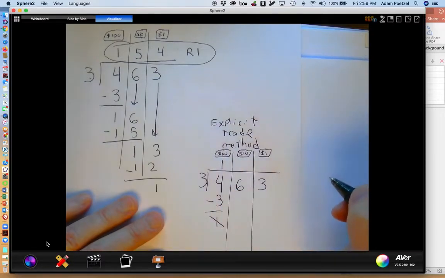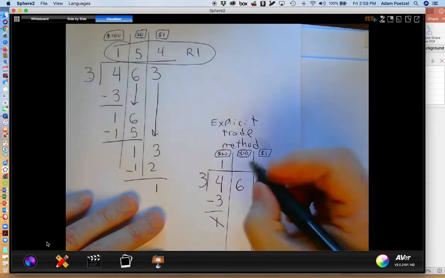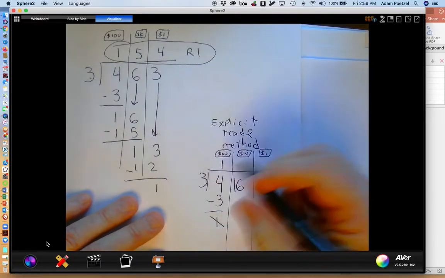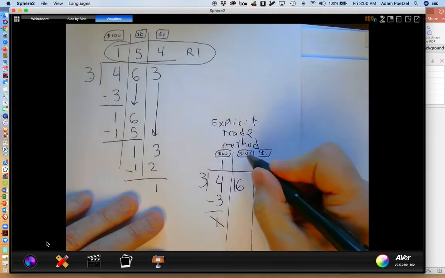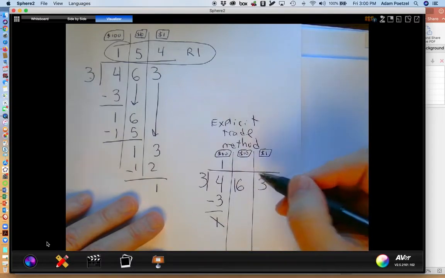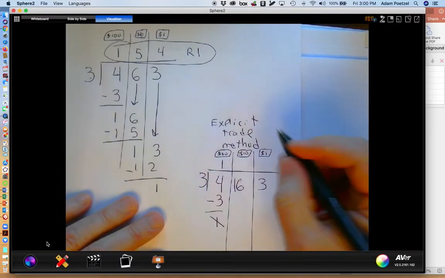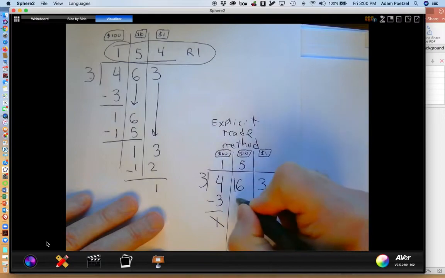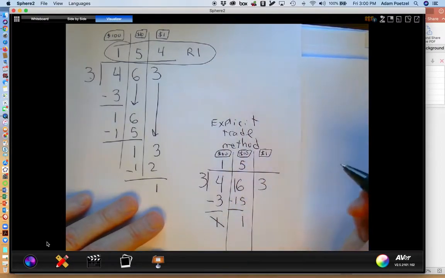I traded in a $100 bill, and when I traded it in for 10s, if I put it there, it tells me I have 16 $10 bills. That actually makes more sense, doesn't it? How many can I give to the 3 people? Each person could get 5. So I just gave away 15 of those bills, which would leave me with 1 $10 bill.